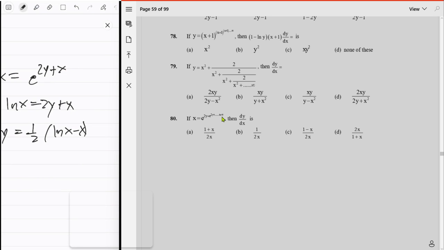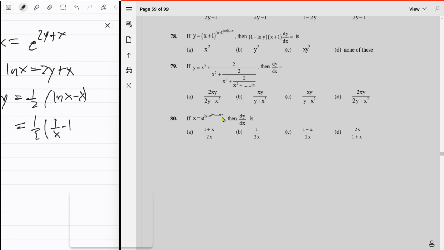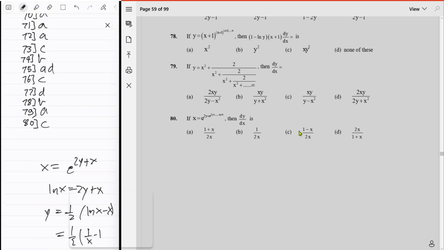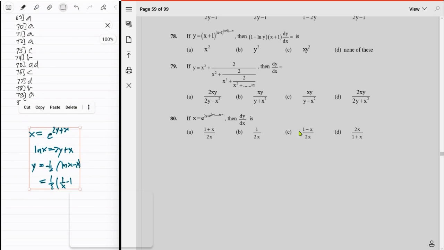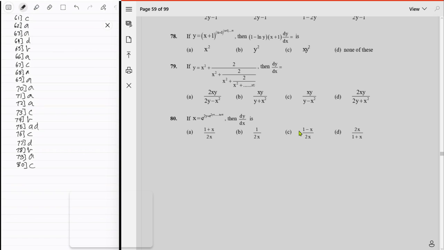Then you want dy upon dx. That's just 1 upon 2, and you got 1 upon x minus 1, which is 1 minus x upon x. So 1 minus x upon 2x, which is C. So next question. Okay, there's no next question. That's it. This is done. So let's check this.